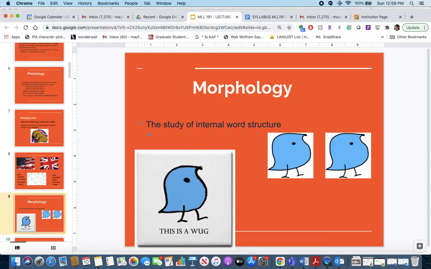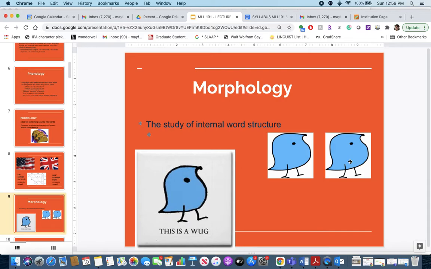So morphology is the study of internal word structure, right? So if I were to say, this is a wug, what would these two things right here be? You would say, well, those are wugs, right? So that is an indication that you know how to form plurals in the English language, right?